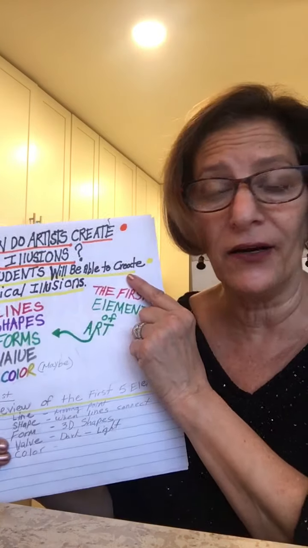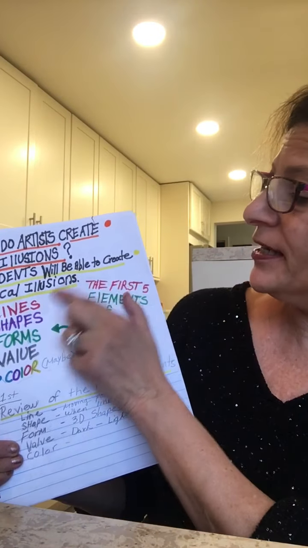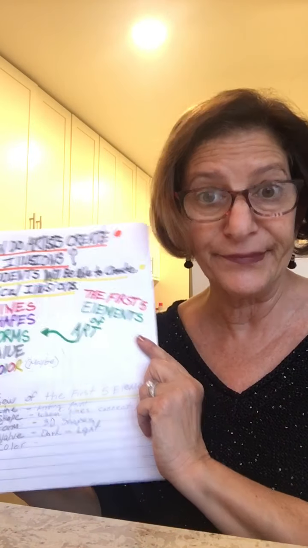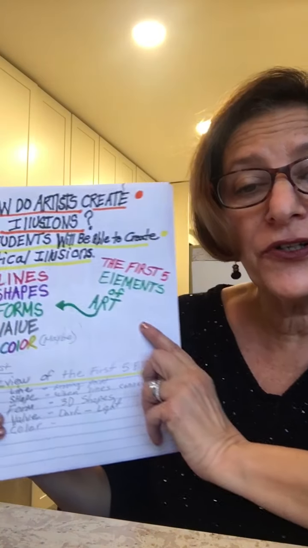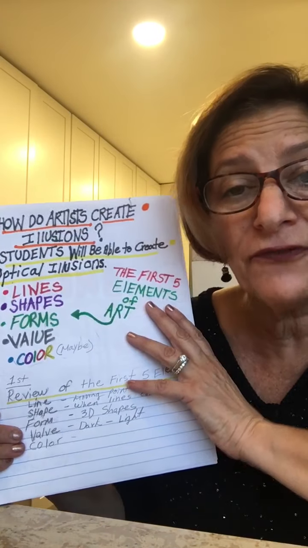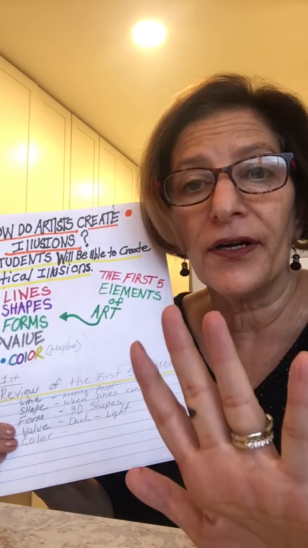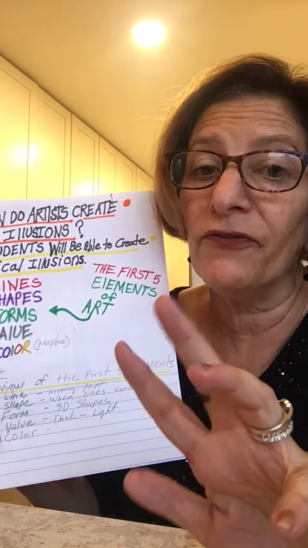We will find out. The objective is that students will be able to create optical illusions of their own. Isn't that exciting? So, in order to create optical illusions, we have to use the first elements of art. However, we may not use the 5th. It may only be the first 4.